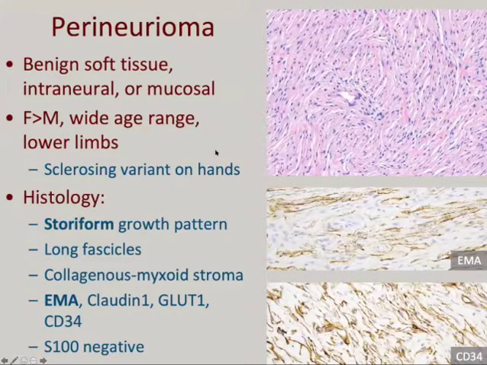The other benign one is perineurioma. This is a more whorled type of neoplasm that has, of course, your EMA, your GLUT1, your CD34 positivity, but because it's perineurial rather than Schwann, right, it's S100 negative. So don't think that because you have an S100 negative tumor, it's not potentially still a nerve sheath tumor. It's just a different component of the nerve sheath, potentially.